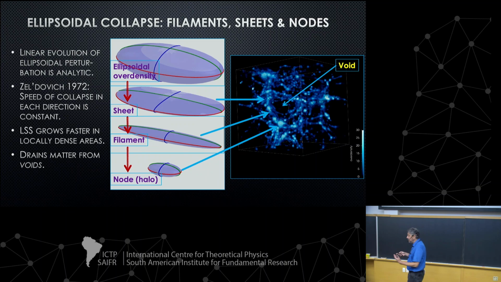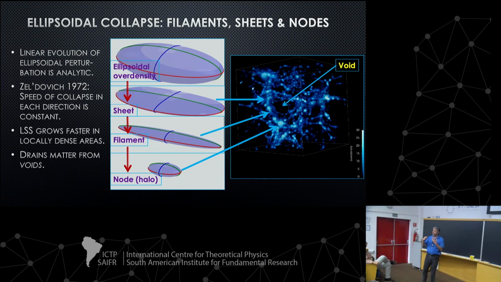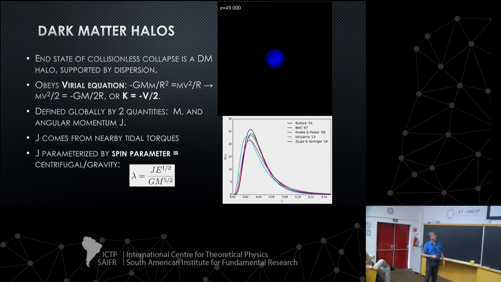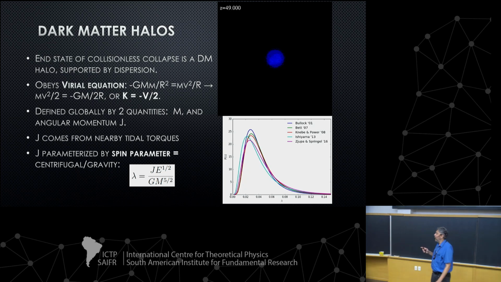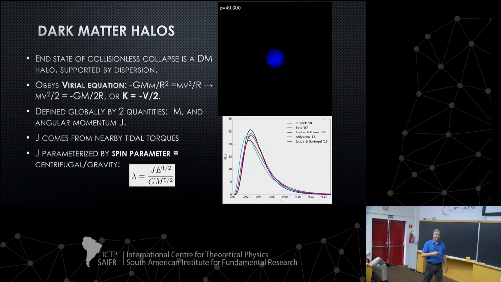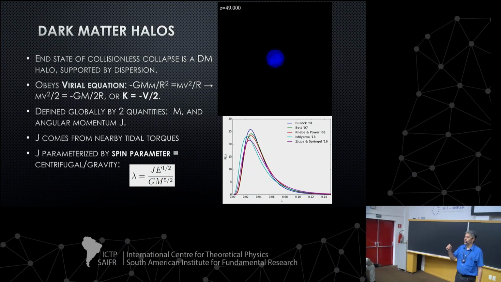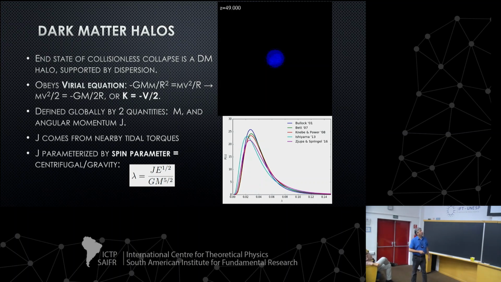So this is the setup of large-scale structure, and that sets up the framework within which galaxies form. We'll come back to that, but let's talk a little bit about the end state of that collapse, which is the halo, because these dark matter halos are going to be the sites where galaxies form.